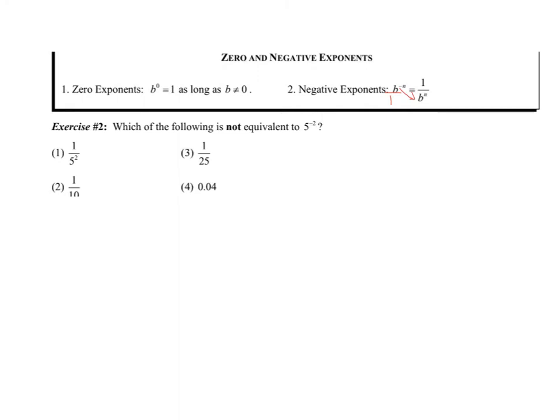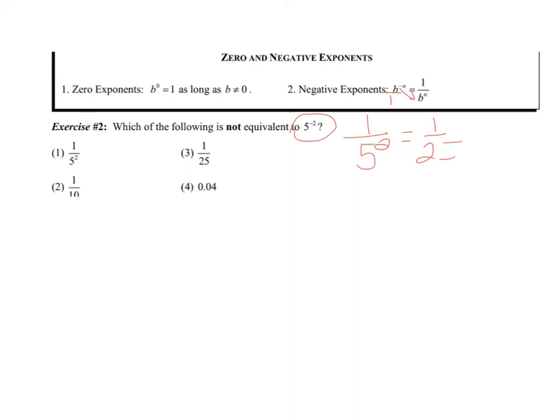Which of the following is not equivalent to 5 raised to the negative second power? Well, if I were to rewrite this, just like we practiced in the last exercise, I'd move it to the basement and it would be 1 over 5 squared, which is equivalent to 1 over 25.